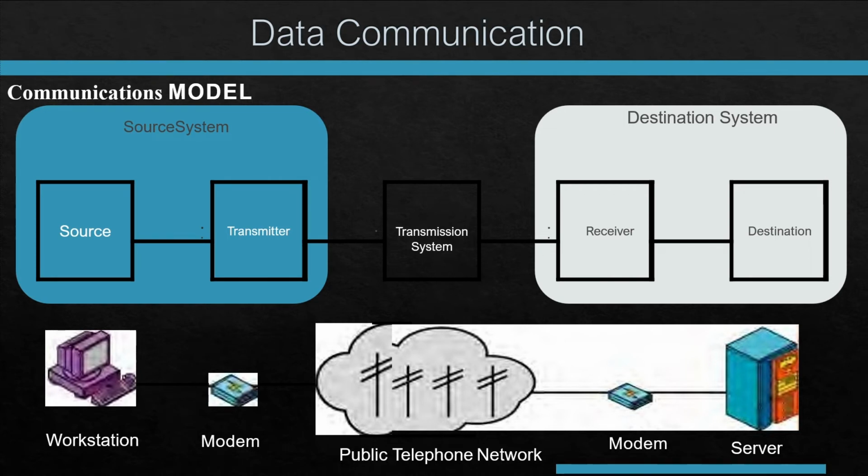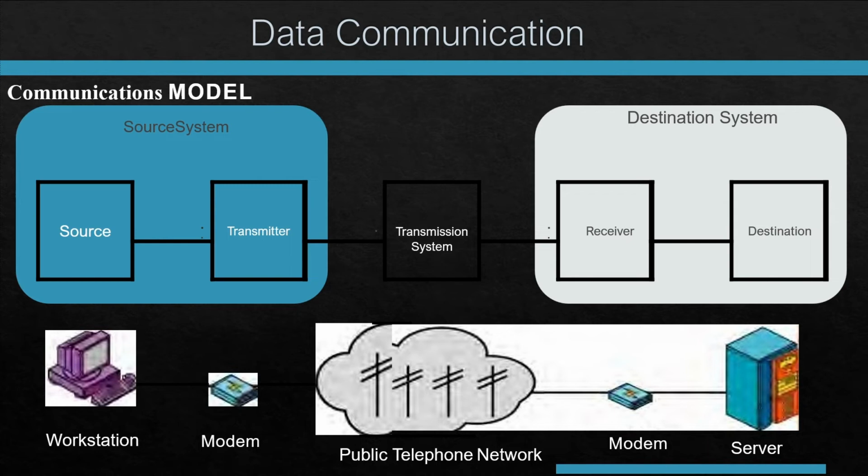For example, a modem takes a digital bit stream from an attached device such as a personal computer and transforms that bit stream into an analog signal that can be handled by the telephone network. And then the transmission system. This can be a single transmission line or a complex network connecting source and destination.